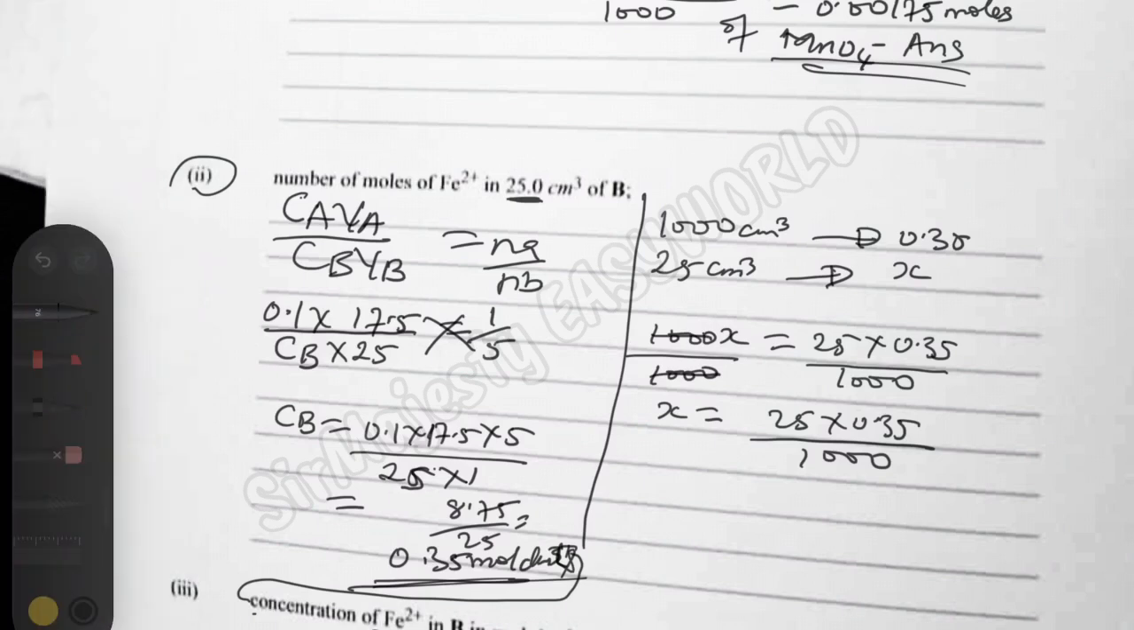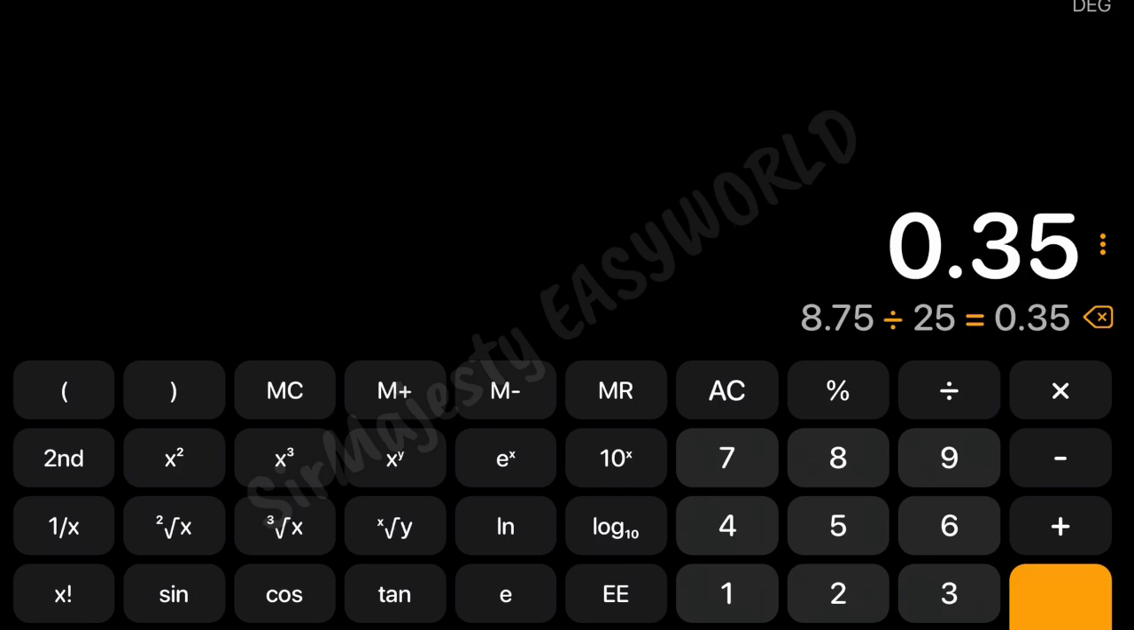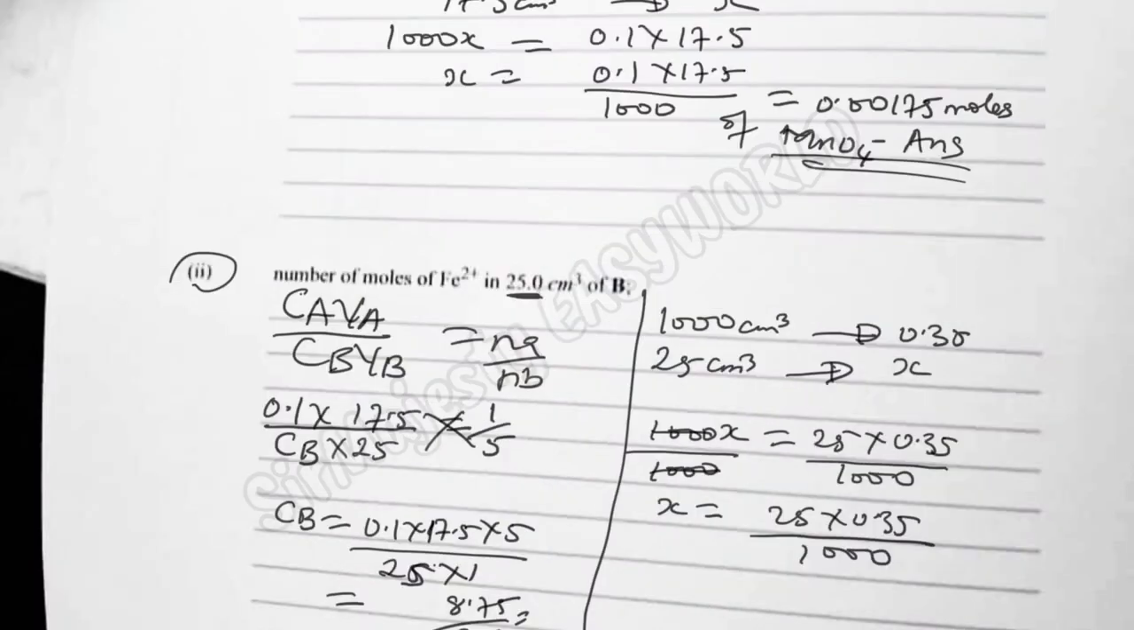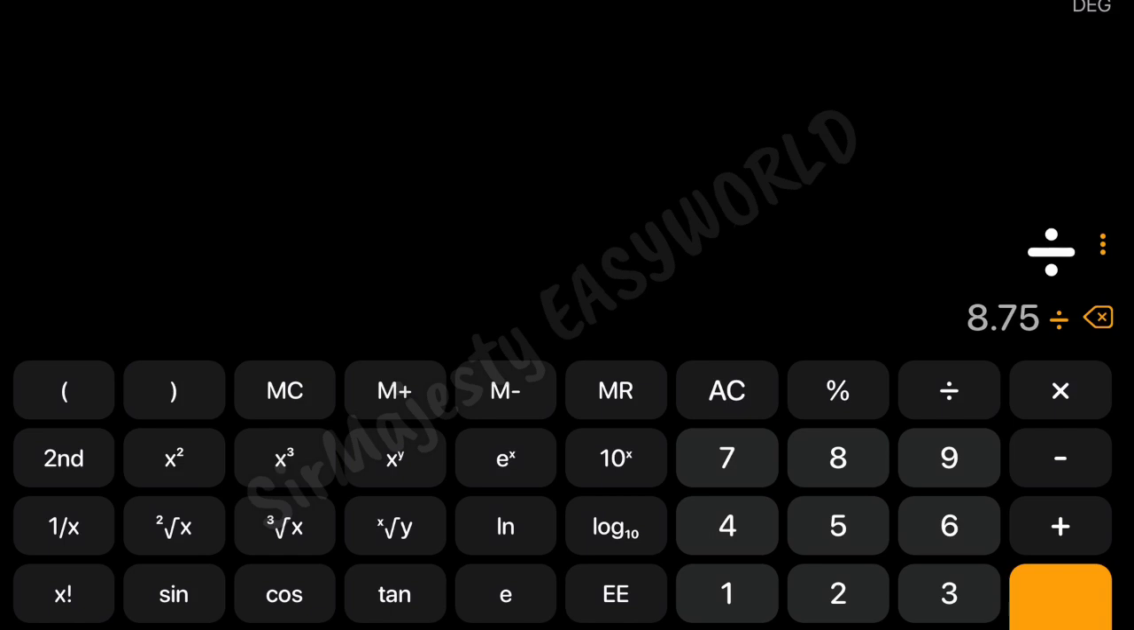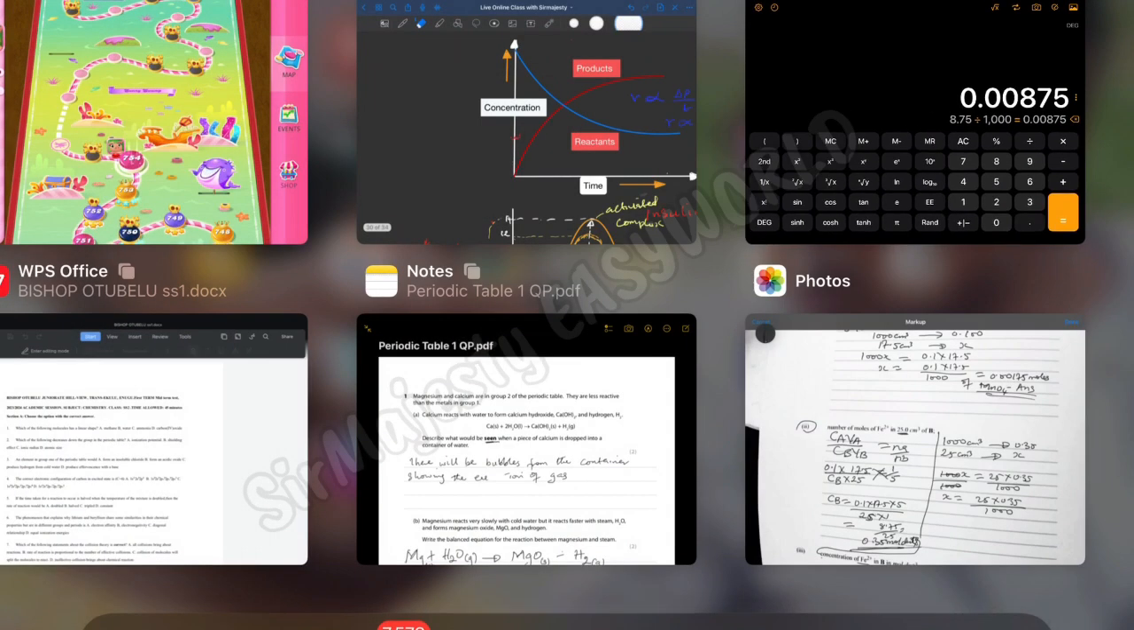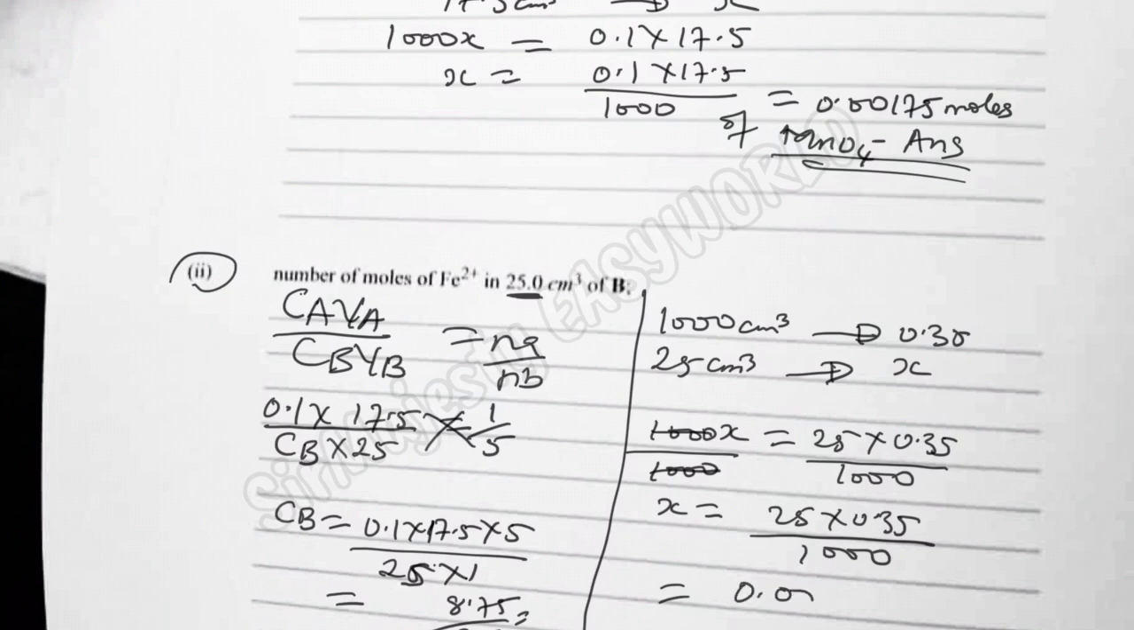Going to the calculator department, 0.35 is already waiting for us here. So we just need to know what we are multiplying. 25 times 0.35, that's times 25 over 1000. So 0.35 times 25, then divide by 1000. That is 0.00875. So this will give us 0.00875 moles. Remember, don't put dm cube now. If you must put per, it's going to be mole per 25 cm cube, because that's the amount in 25 cm cube this time around. So we are done with both question I and II.